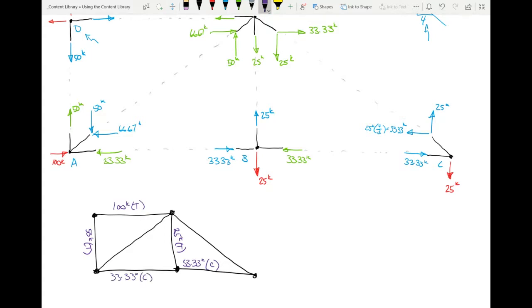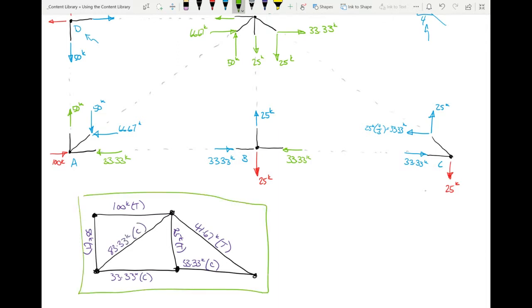And as for the diagonals, just use the Pythagorean theorem, right? So I've got 25 squared plus 33.33 squared, and then the square root. So this is 41.67 kips in tension. And then this diagonal is going to be basically just double that. So 83.33 kips in compression. Okay. And so this is the real analysis.